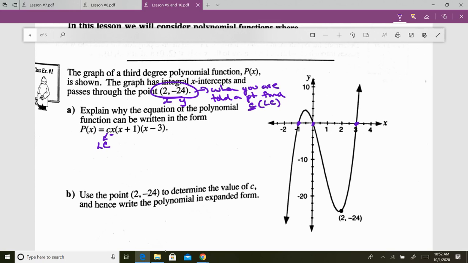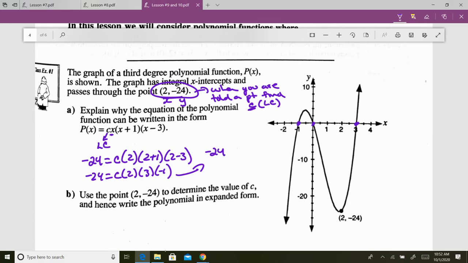Every x becomes 2, and the p of x, which represents y, becomes -24. So we get -24 is equal to c times x, which is 2, 2 plus 1, 2 minus 3. C, 2, 2 plus 1 is 3. 2 minus 3 is -1. So I get -6c on the right side. So when you divide that off, you get 4. So your leading coefficient is 4.